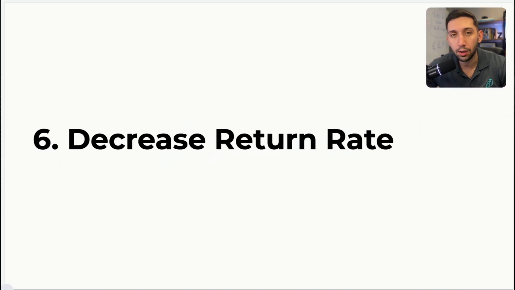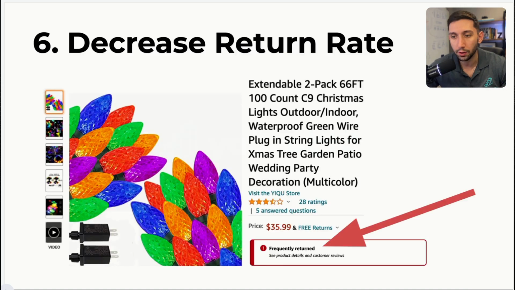Finally, you can decrease your return rate. So again, this all has to do with setting expectations for the customer. That 3-foot cord is a good example of reducing negative reviews. In this case, what are the risks, right? If you have a high return rate, Amazon is now showing this frequently returned badge at the top of your listing, right next to the buy box, right under the price, and that's going to dramatically hurt your conversion rate.